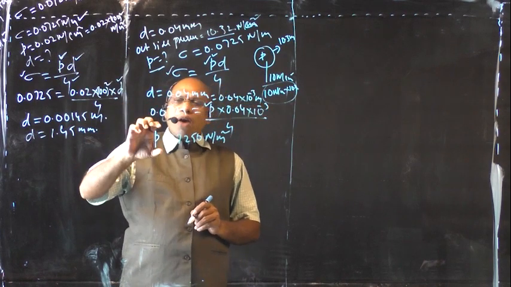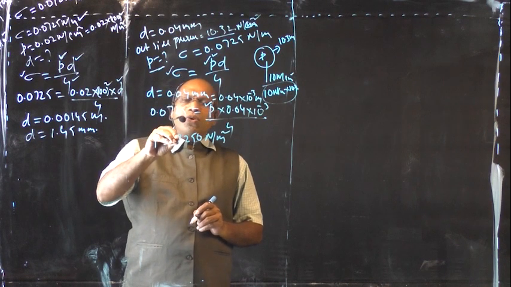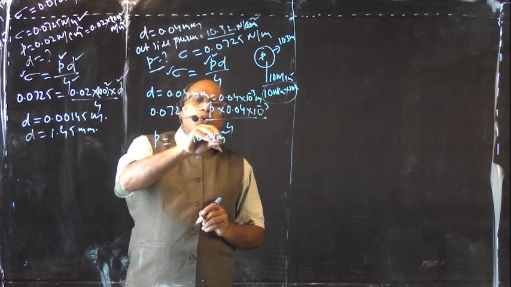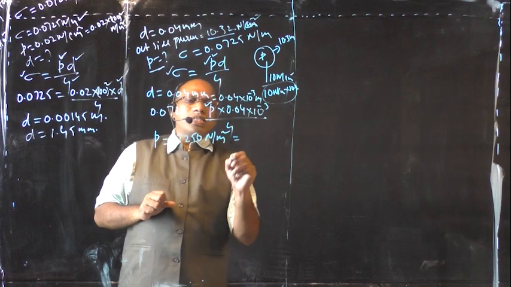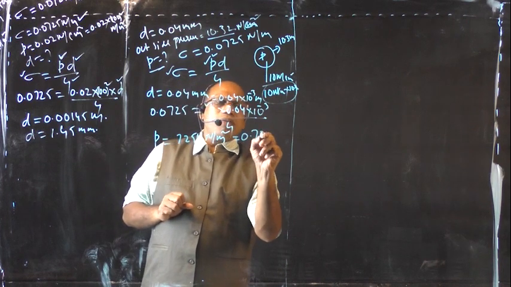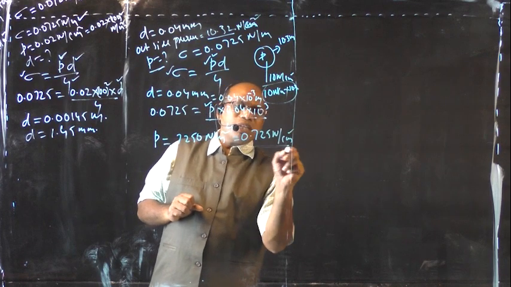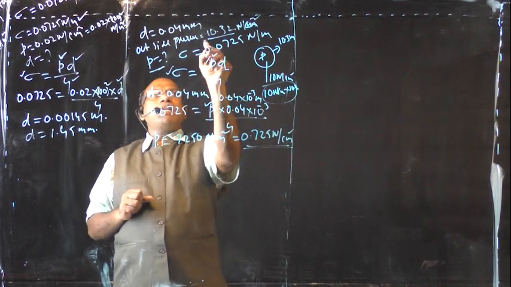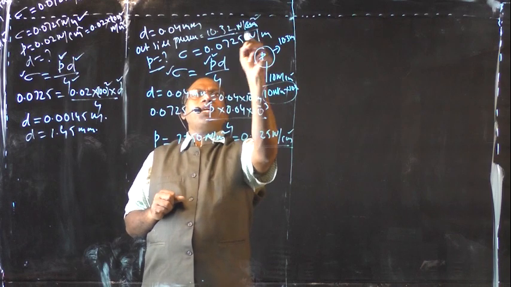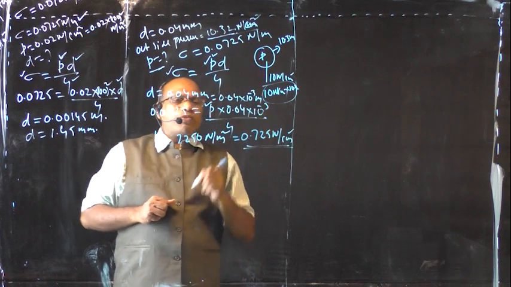Now we have the pressure intensity, that is equal to 7250 Newton per meter square. This converts into 0.725 Newton per cm square. Why have we converted like this? Because the outside pressure given in the problem is equal to 10.3 Newton per cm square.